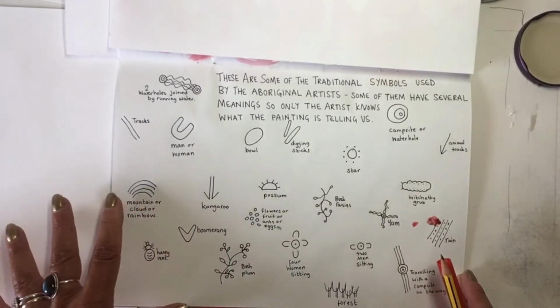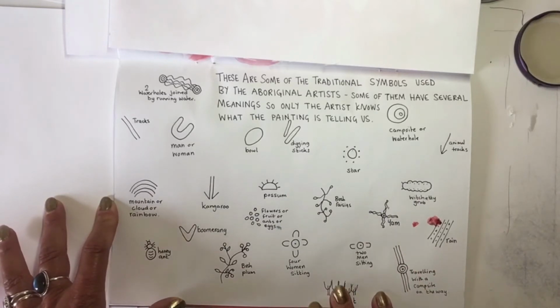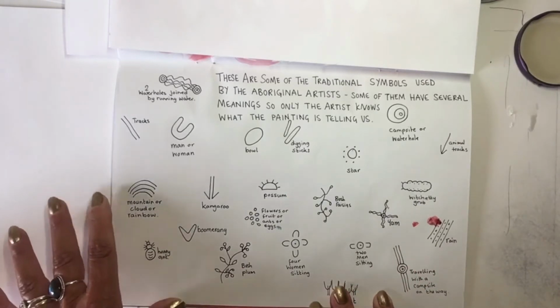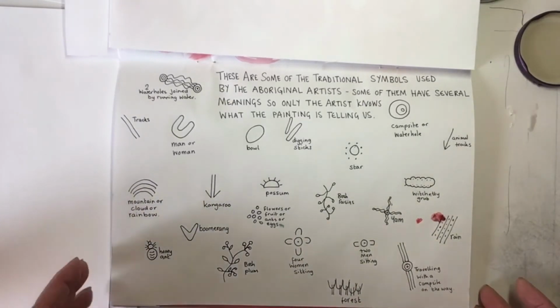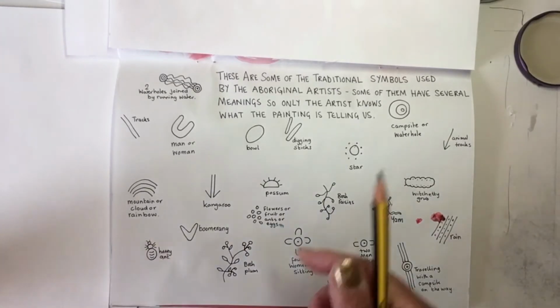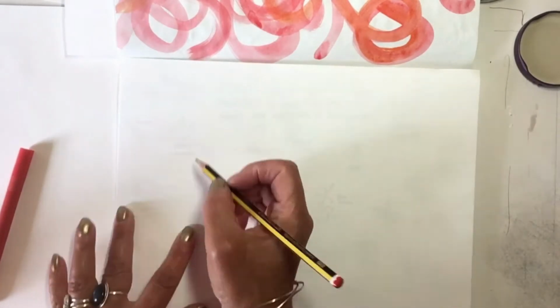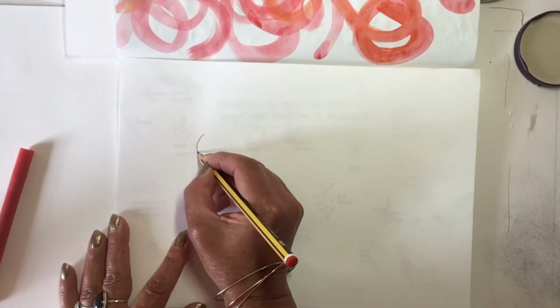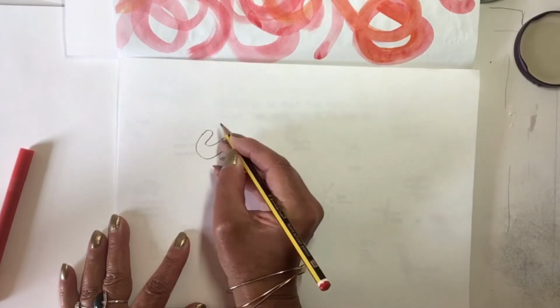There's a copy of these on the PDF. You can see them on here, and you can find them online. You can Google Aboriginal art symbols, and you'll get lots of different places where you can find them. So you can put them together. So I'm just going to take this sheet here, and this is the symbol underneath there for a man or a woman. It's like a U shape, so we could have a man or a woman.